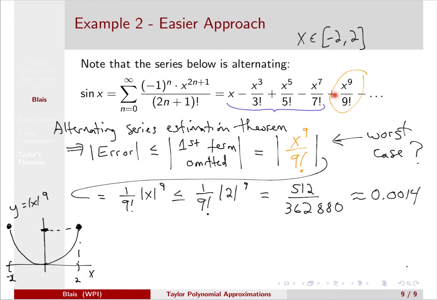Here, because we're looking at the first term omitted, the first term omitted was this x to the 9th over 9 factorial. The 9 factorial in the denominator gives us a tighter error bound than the 8 factorial would have. So we actually also benefit by being able to get this tighter error bound by using the alternating series estimation theorem in this case. The general rule is if you can use the alternating series estimation theorem in these questions, you absolutely should.